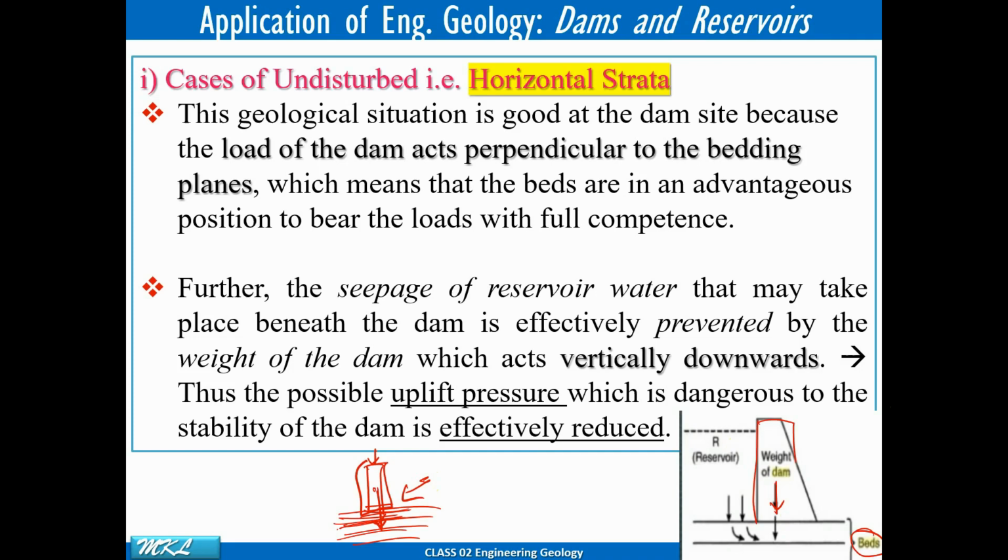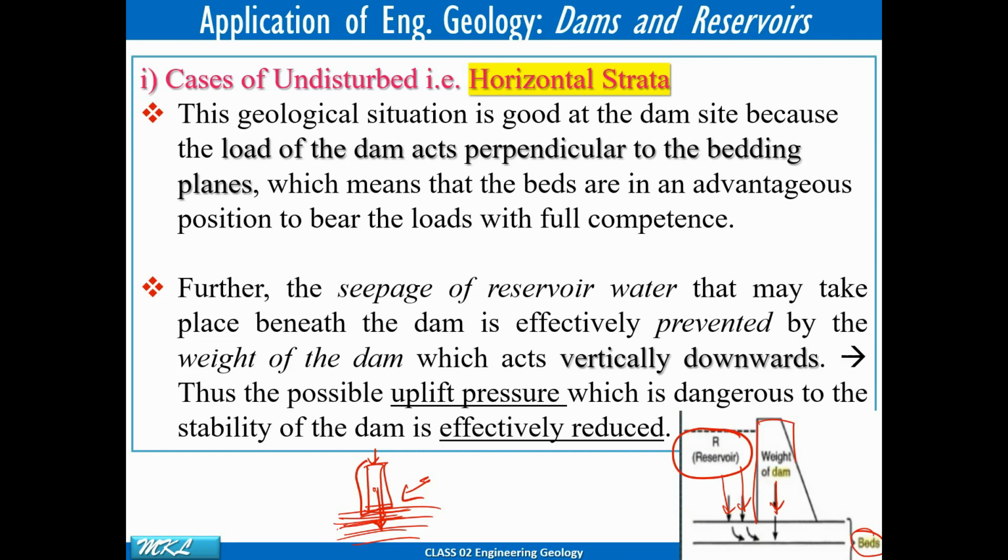Then let's talk about the reservoir water. This is also a factor, okay? So the reservoir water will also percolate. ऐसे तो हम लोगों का जो ऑब्जेक्टिव होता है, in general we generally desire that there should not be any leakage, बट कुछ भी कर लो, there will be some leakage, there will be some seepage of water through this bedding और through this bedding plane, okay? So the seepage of reservoir water that may take place beneath the dam is prevented by the weight of the dam, which is vertically downward.